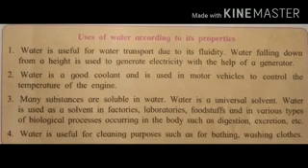Water is used as a solvent in factories, laboratories, foodstuffs, and in various types of biological processes occurring in the body such as digestion, excretion, etc. Fourth, water is useful for cleaning purposes such as for bathing, washing clothes, etc. Write down these uses in your notebook. Thus, we complete here the second part of this chapter, that is properties of water.